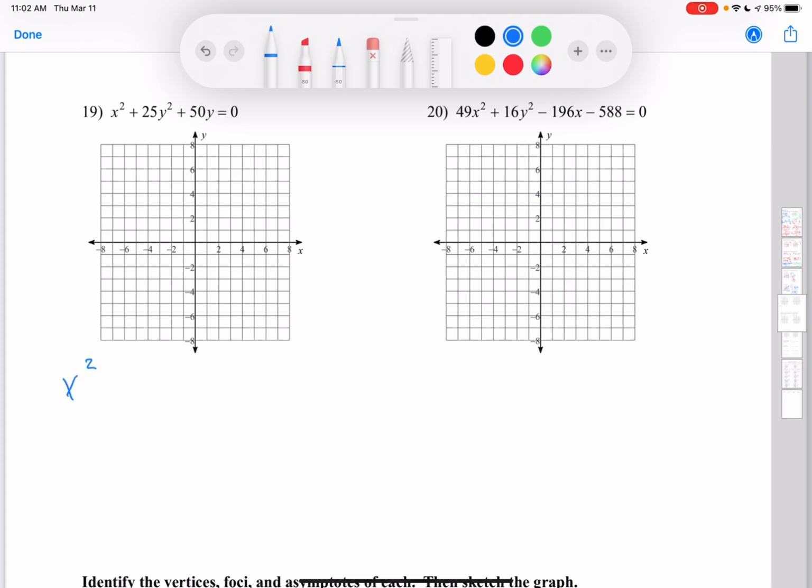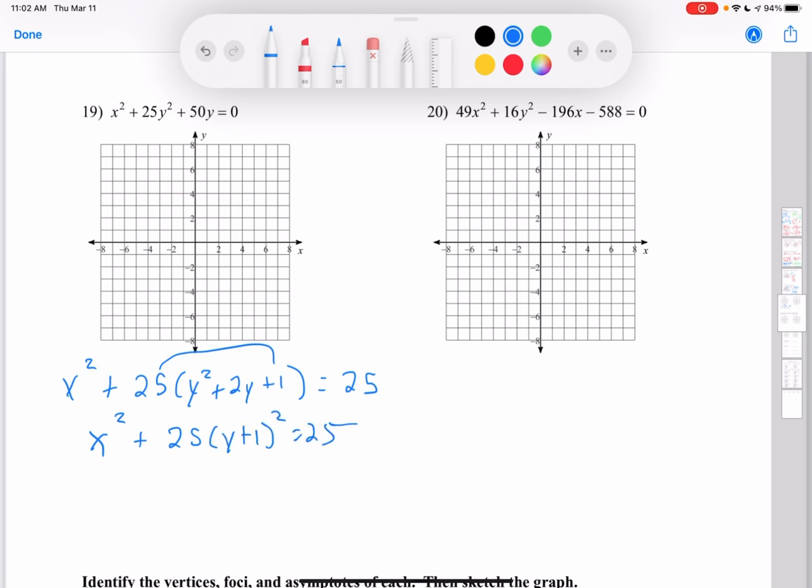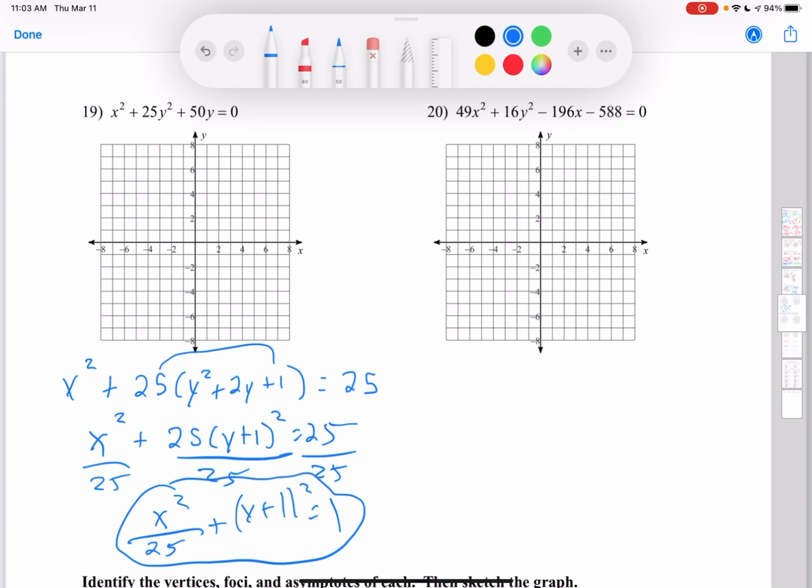So we've got x squared, don't need to deal with that one even, plus 25y squared. So we're going to factor out a 25. That's going to leave me with y squared plus 2y, complete the square, plus 1 equals, I think it's going to be 25, right? So we added 25 to both sides. So that's x squared plus 25 times y plus 1 squared equals 25. Divide by 25. So I get an equation of x squared over 25 plus y plus 1 squared equals 1. So there's my equation. So my center is at 0, -1.